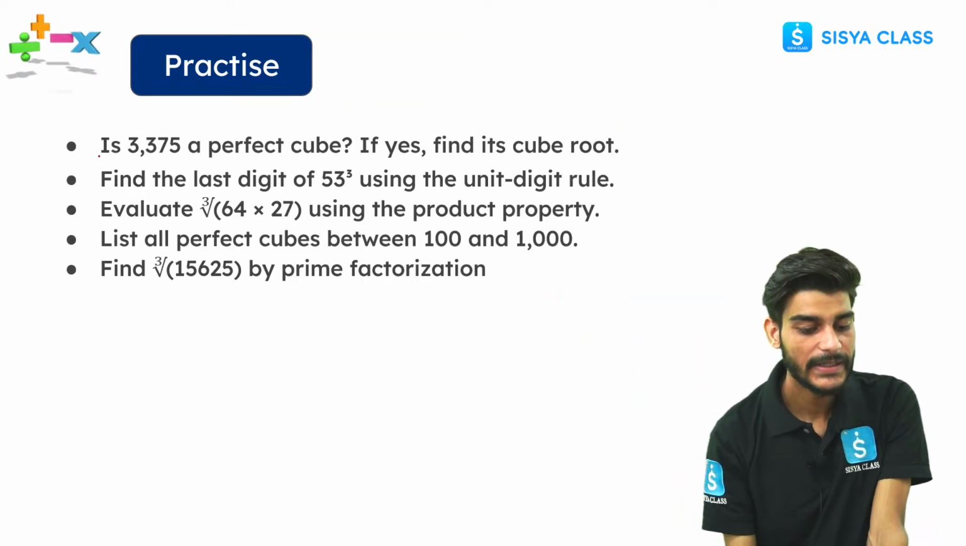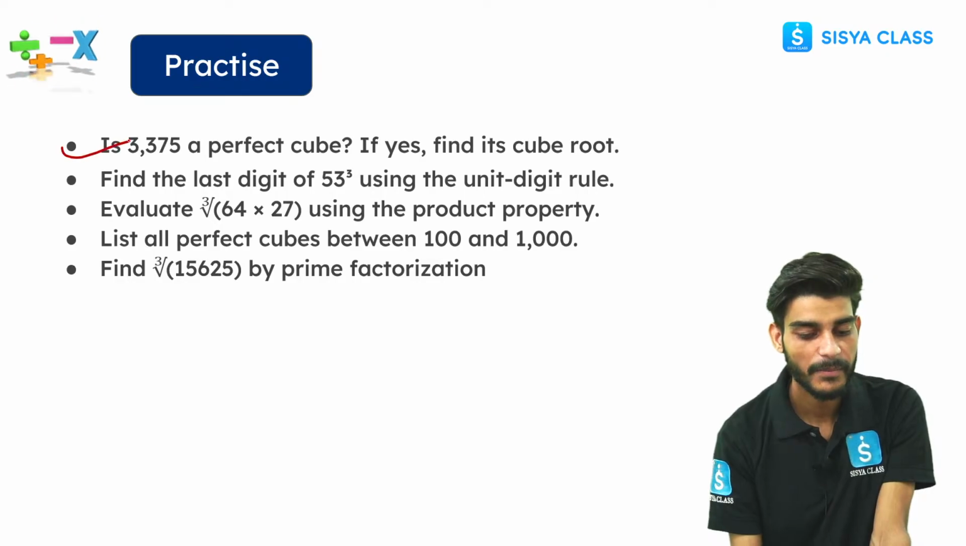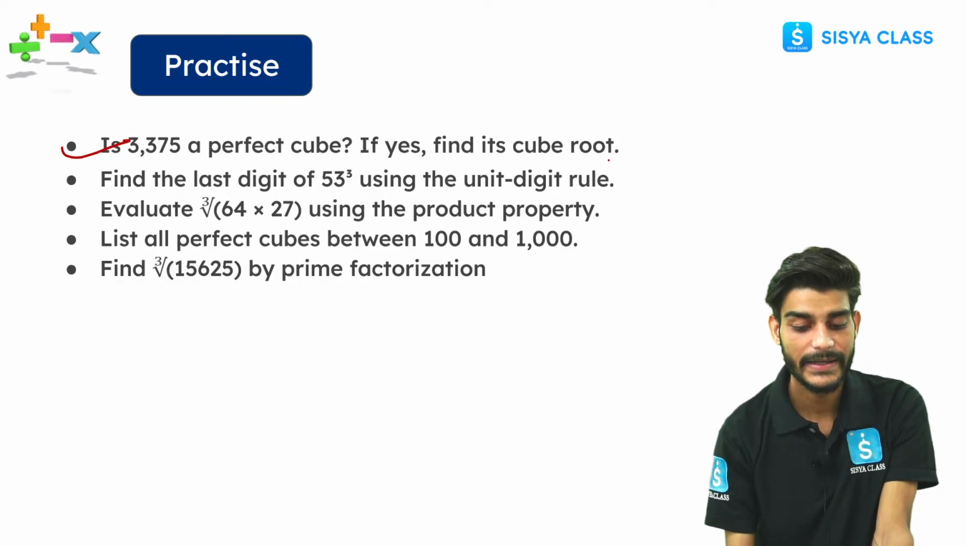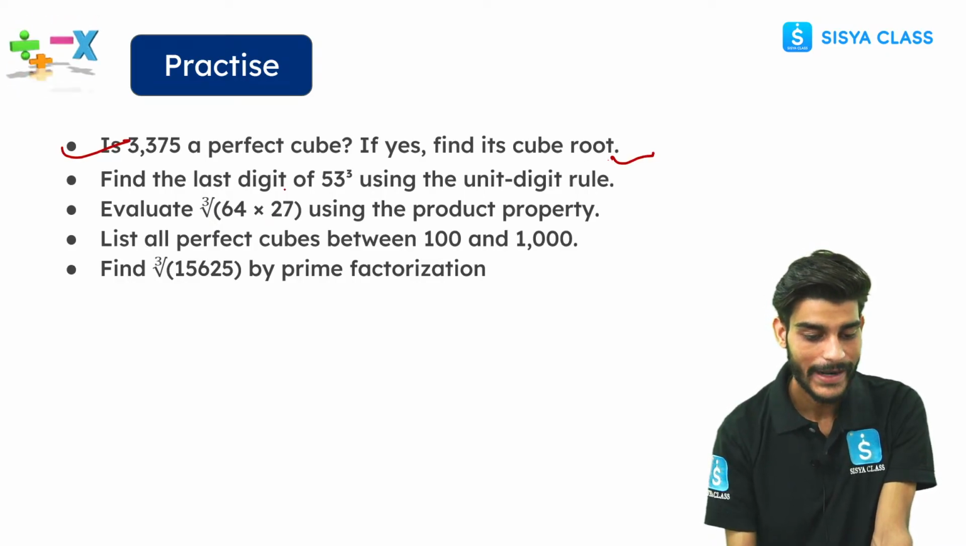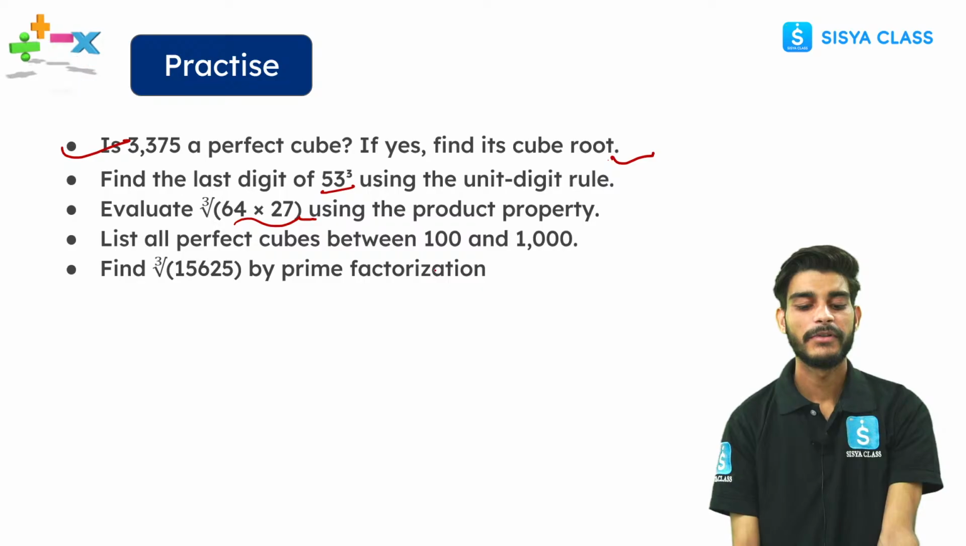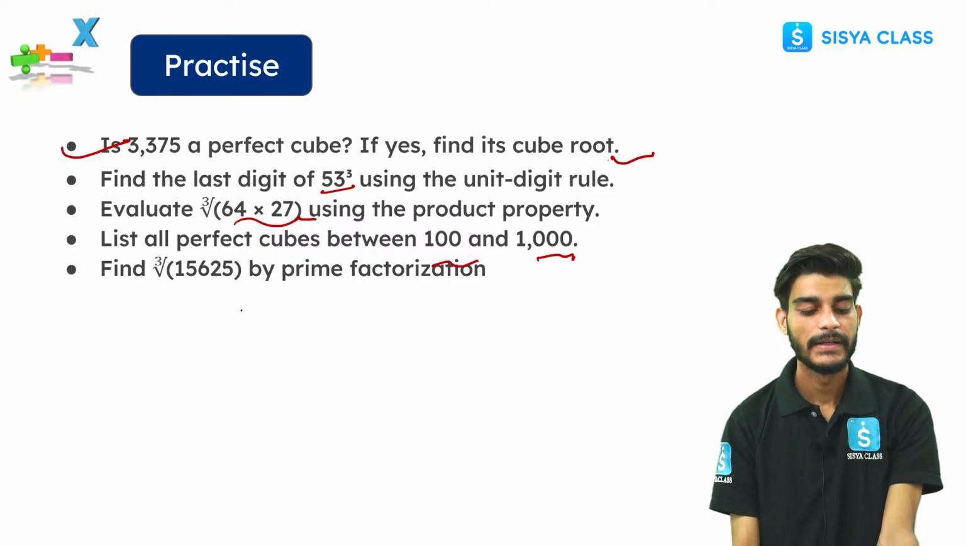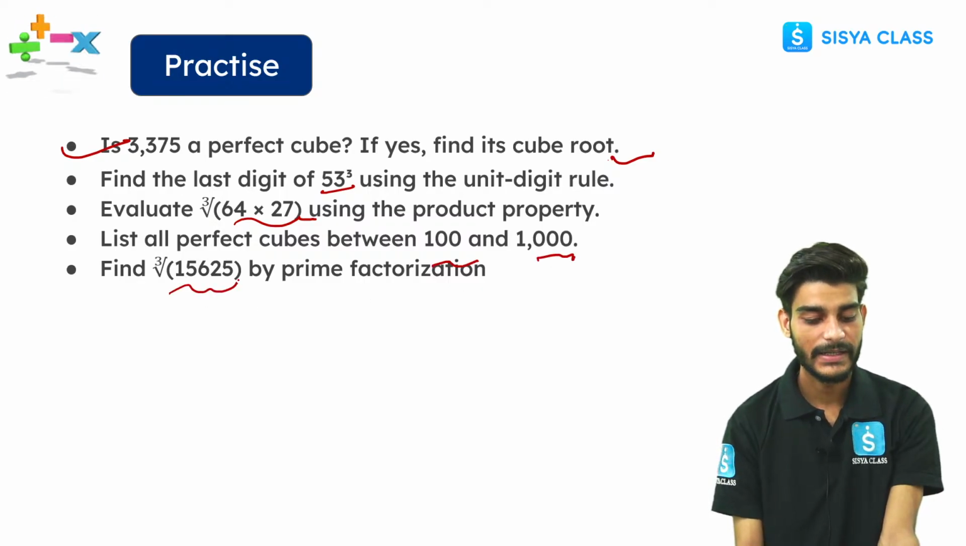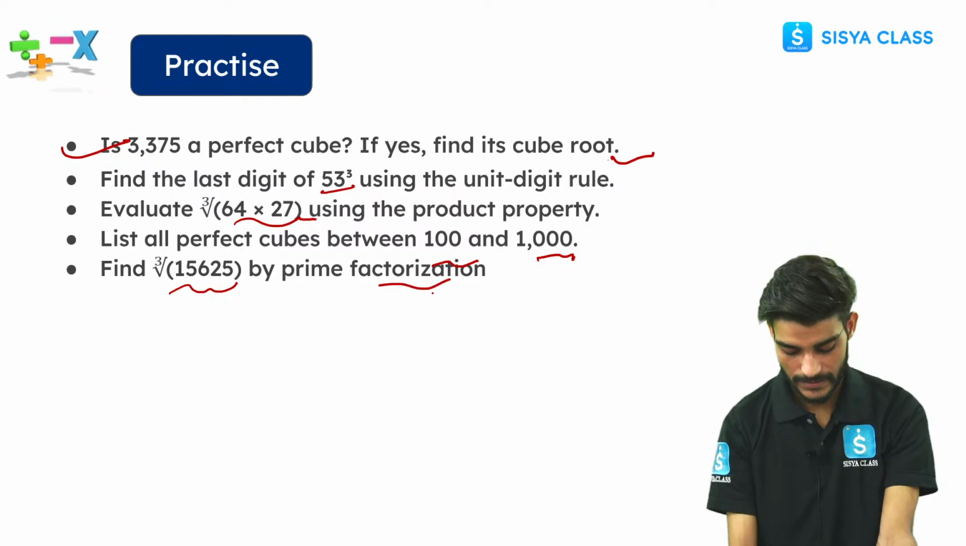The first question: is 3375 a perfect cube? If yes, find its cube root. Second: find the last digit of 53 cube. Third: evaluate this cube root. Fourth: list all perfect cubes between 100 and 1000. Fifth: find the cube root of 15625 by prime factorization. Let's do one by one.